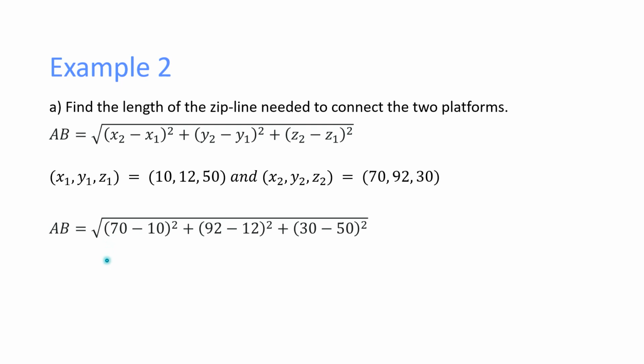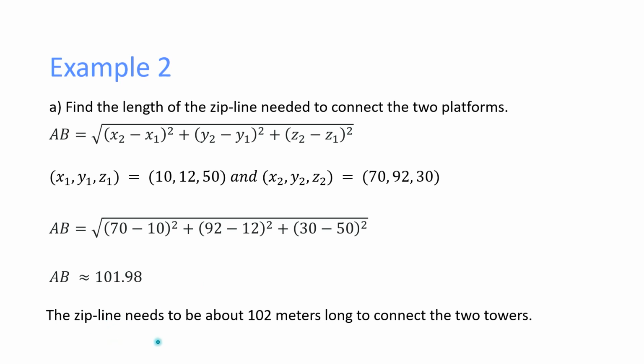So using my distance formula, I'm going to substitute the corresponding values. So x2 minus x1 would be 70 minus 10, and then I'll square the answer, plus 92 minus 12 squared, plus 30 minus 50, then you would square it. This would give me an approximate answer of 101.98. So that tells me that the zip line needs to be about 102 meters long to connect the two towers.